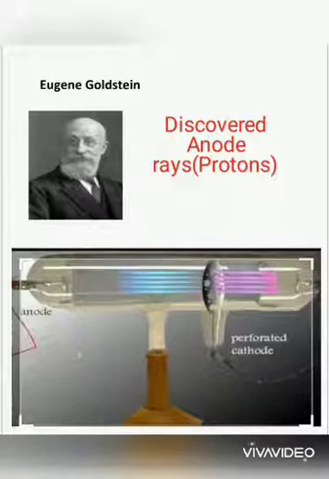This figure shows the experiment conducted by Goldstein using a discharge tube. In this diagram, we can see that blue colored rays are traveling from anode to cathode. These rays are called anode rays or protons, which are moving from anode to cathode.